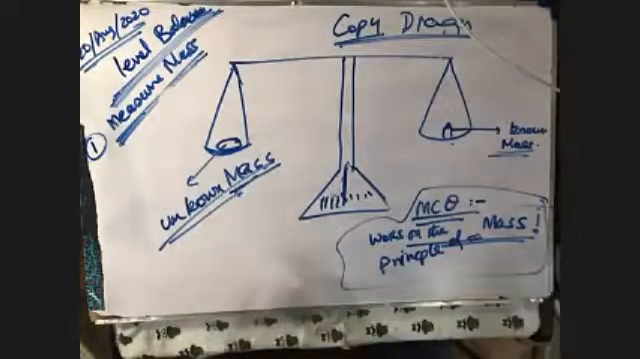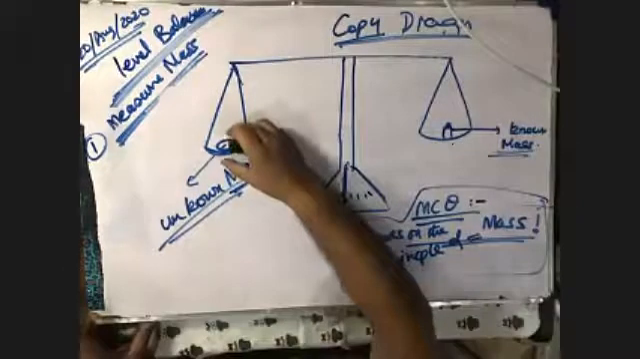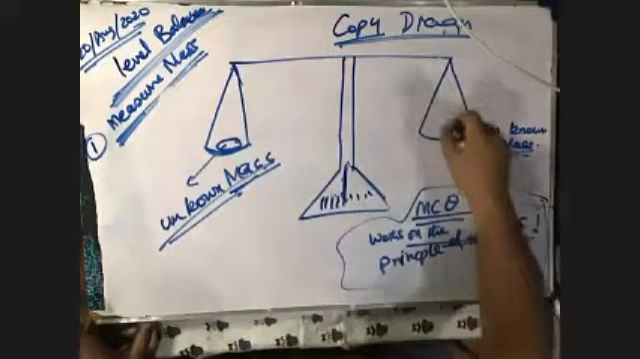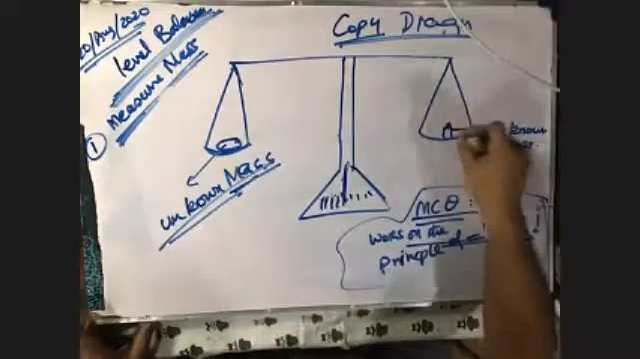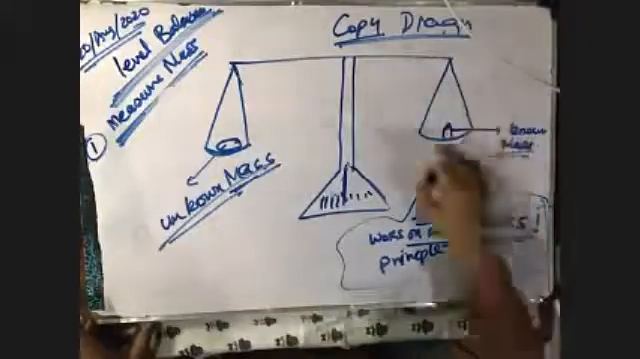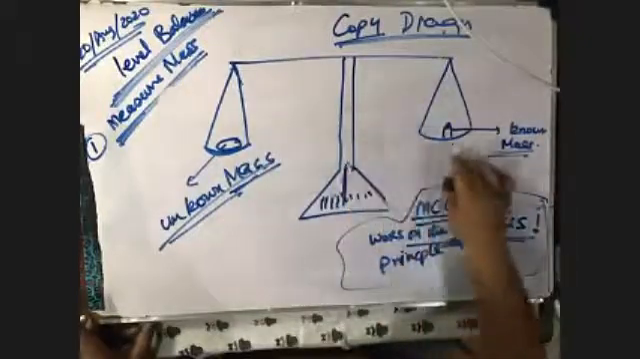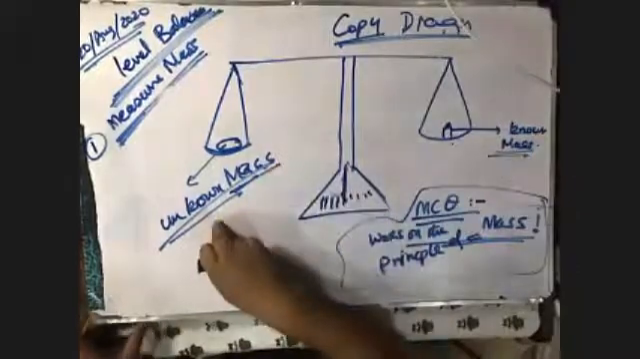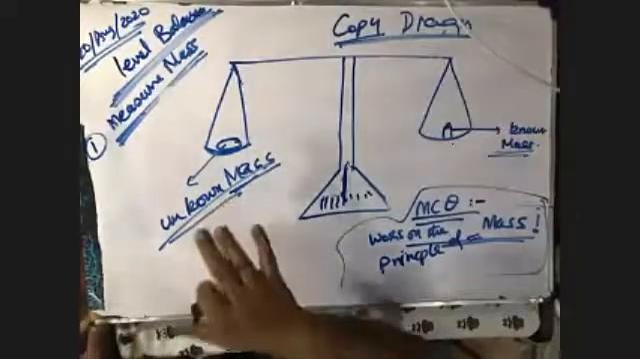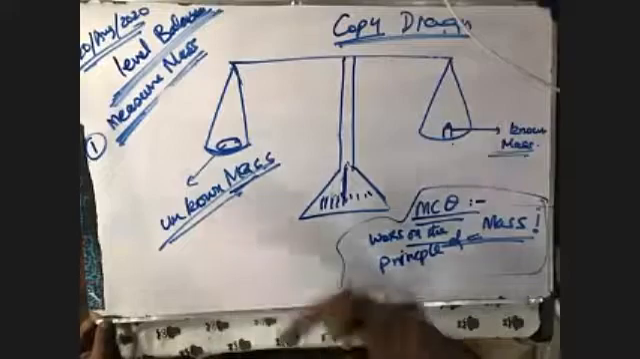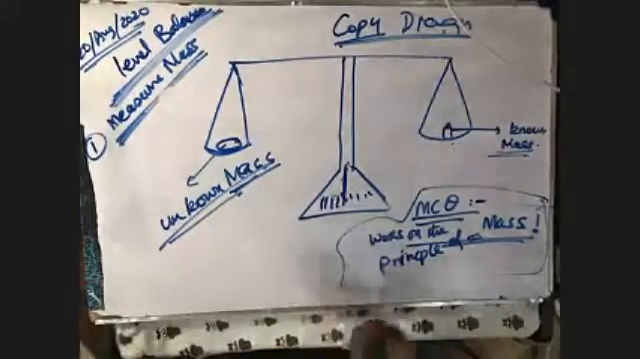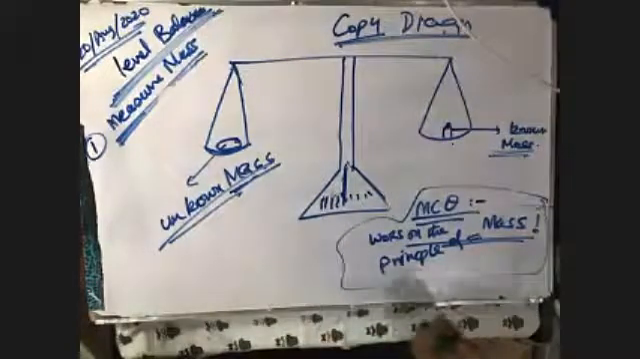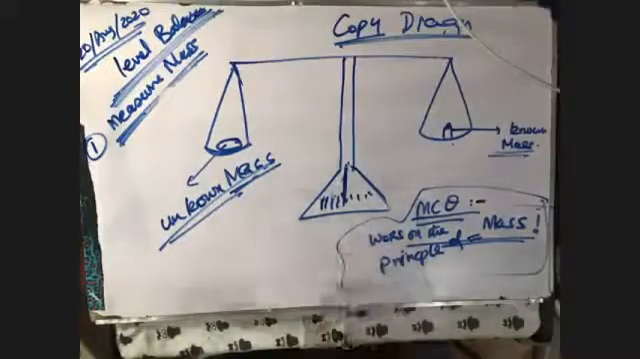Remember one thing: you take an unknown mass and you put weights, known masses, here. When the two things balance, the known mass is equal to the unknown mass. So you get the unknown mass, and it works on the principle of mass. What I'm trying to teach you is another thing, and this also comes in the MCQ. For one mark, I am drawing three diagrams.